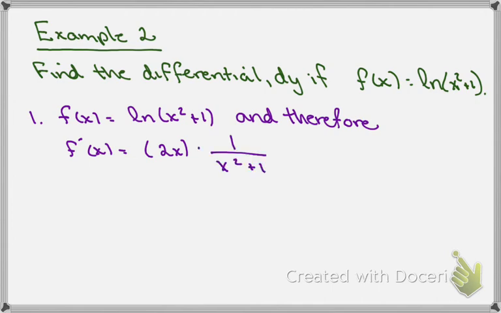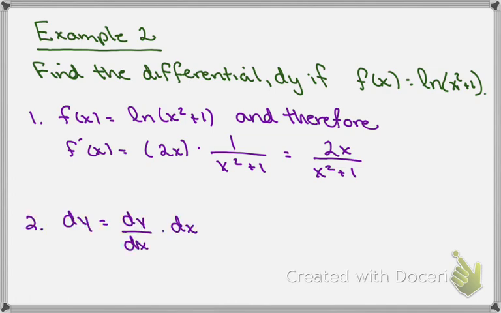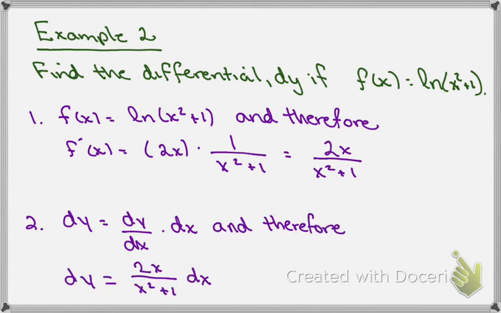Then we'll multiply that by the derivative of natural log of u. So that's always 1 over whatever was inside. So that's 1 over x squared plus 1. We can simplify that. Multiply the 2x to the 1. So we get 2x over x squared plus 1. And now we're ready for step 2. We're going to find dy, our differential, by multiplying the derivative by dx. So we're going to simply take that 2x over x squared plus 1 and multiply by dx, and we're finished.